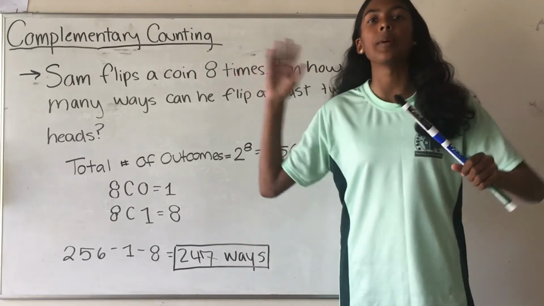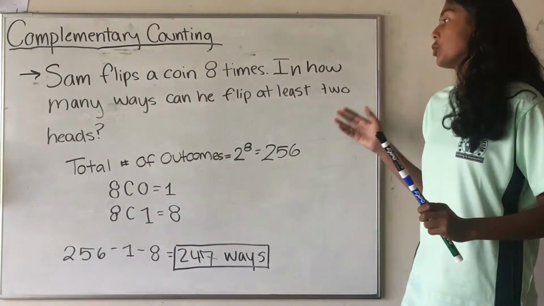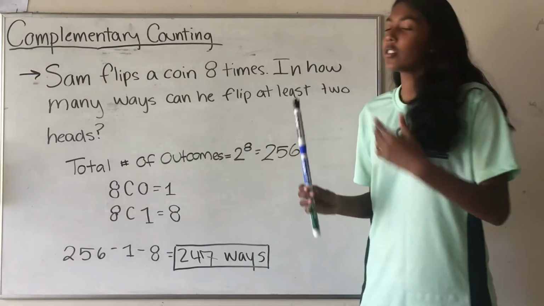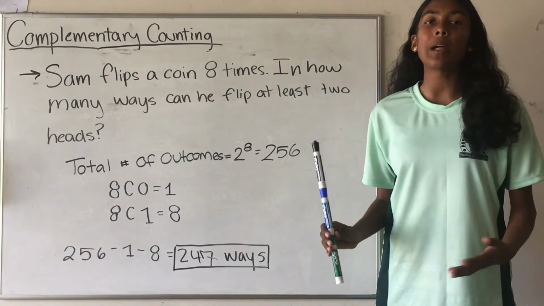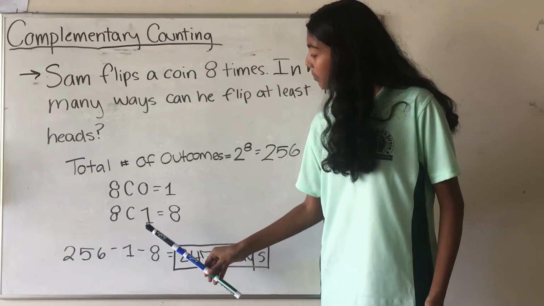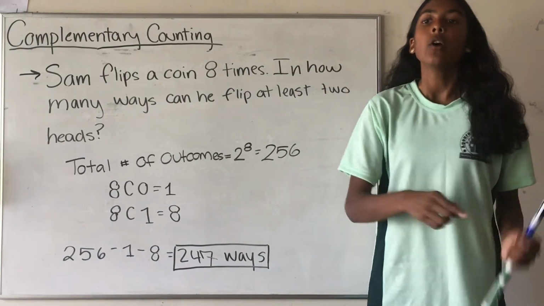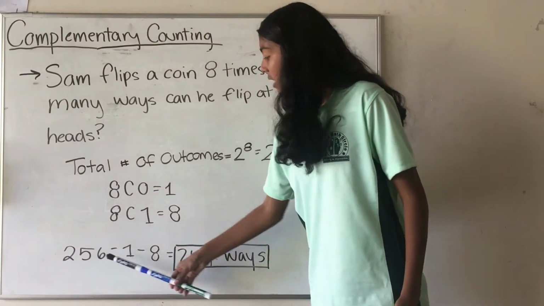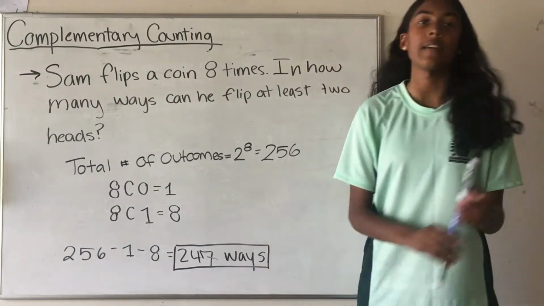Now we're going to use the complementary counting part. We're going to figure out how many ways he can't flip at least 2 heads, meaning he flips 0 heads or 1 head. There's only one way to have 0 heads, and that's when they're all tails. If you plug it into the formula, you'll still get 1. And 8 choose 1, there are 8 different coins that can be that 1 head. Or plugging it into the formula, you can get 8. So doing 256 minus 1 minus that 8, you get your answer, which is 247 ways.